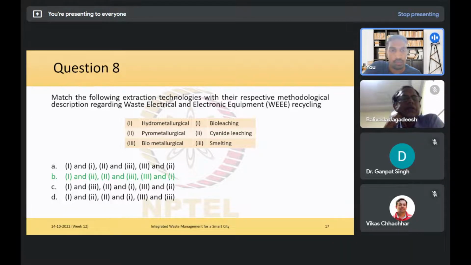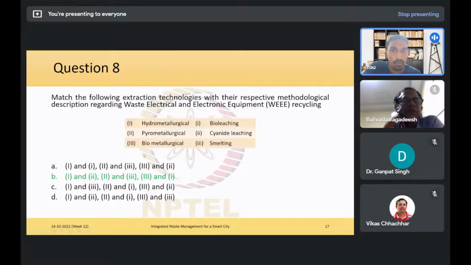Also, other materials could be converted into gases because of the high heat, and that will also be easily separated, right? So the metal can be extracted. So that is the pyrometallurgical process.